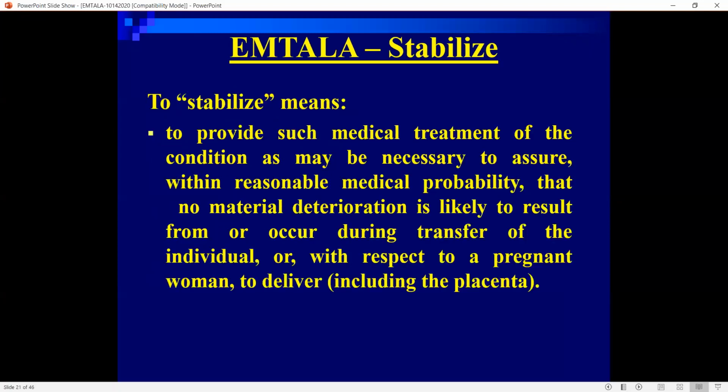So to stabilize, what the statutory definition means is to provide such medical treatment of the condition as may be necessary to assure within reasonable medical probability that no material deterioration is likely to result from or occur during transfer of the individual, or with respect to a pregnant woman, to deliver, including the placenta. So ultimately, if you're ever asked these questions under oath, it always comes down to what your opinion would be under reasonable medical probability. And if within reasonable medical probability you believe you can effectuate the transfer, then that's going to be the key question. If you can't effectuate the transfer, then the care turns to what actions you take in order to effectuate, for example, delivery or addressing the emergency medical condition. Next slide, please.